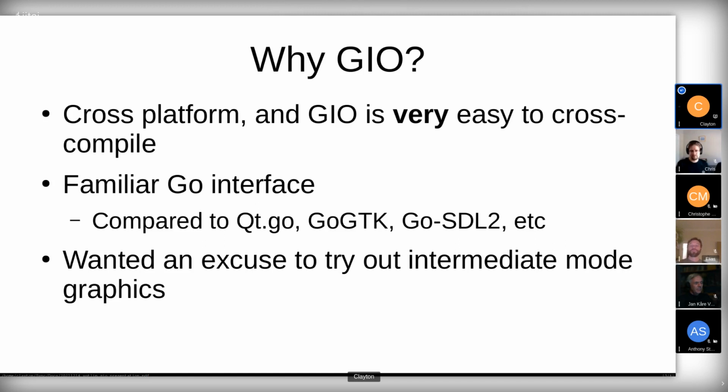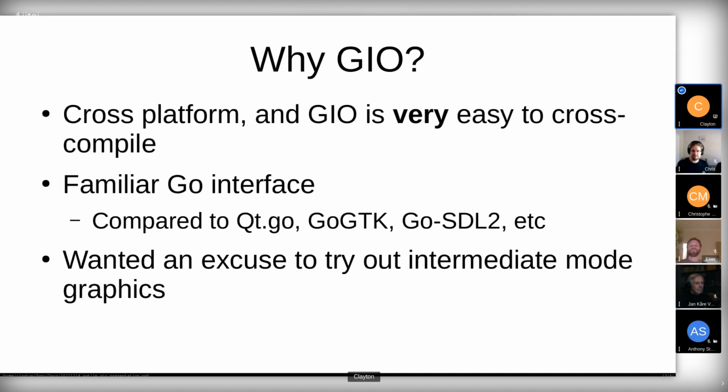The first important point for Gio that really caught my eye was it's cross-platform and it's super easy to cross-compile. Like so easy that I was able to just take a very simple hello world that just opened a window, cross-compile it on my Linux system targeting Windows, and was able to run it using Wine, which is a compatibility layer on Linux for running Windows applications. And it just worked. And I threw it in a Windows VM and it just worked.